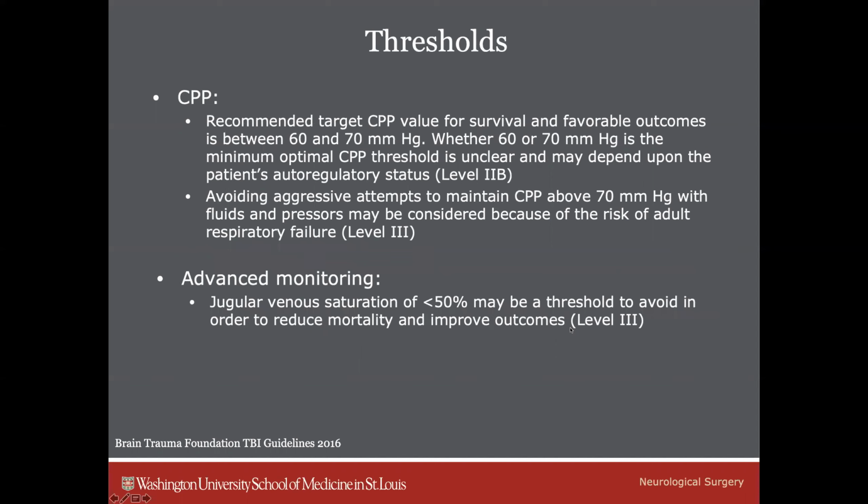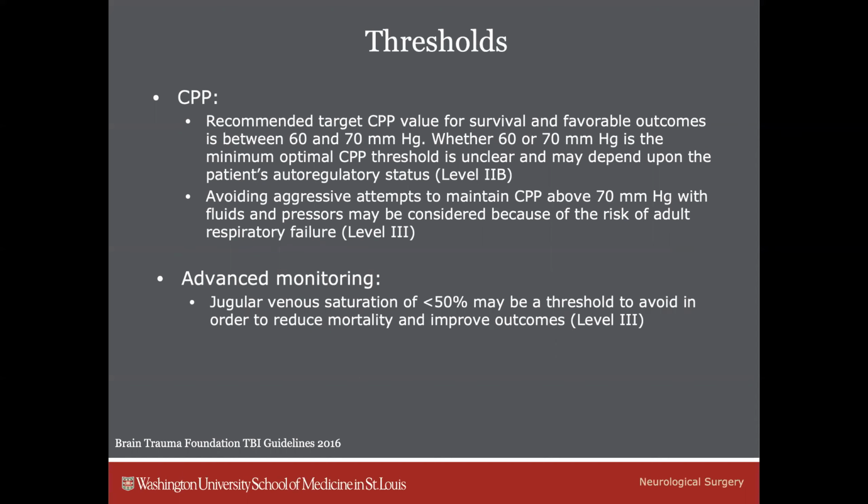So next, what are your CPP goals that you want to use? So ideally, the recommended target is between 60 and 70. Whether 60 or 70, which of these two is better, that's unclear based on available data. And so it depends on how the patient's autoregulatory status is doing.